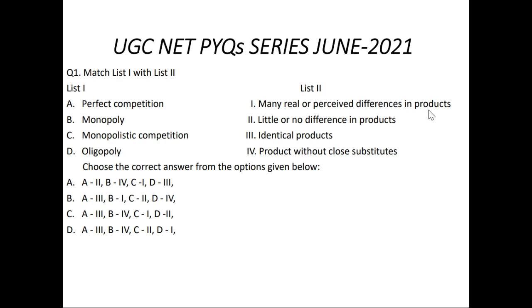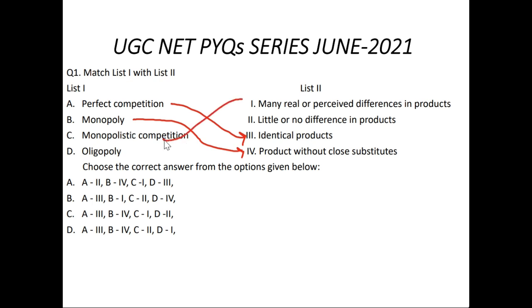Many real or perceived differences in products, little or no differences in product, and identical product. Identical products are related to perfect competition. Monopoly is product without close substitutes. Monopoly means the production of that particular good is monopolized, that is, a single producer.